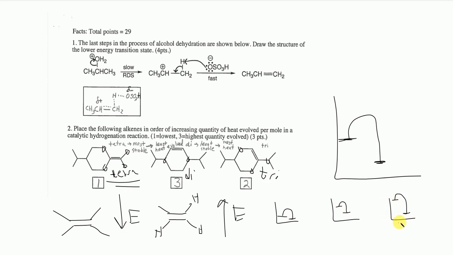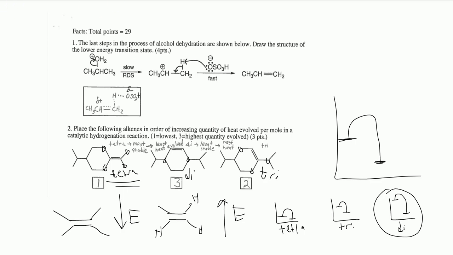So as I decrease my substitution, the amount of heat that is being evolved is going to be increasing. So that's why the di one is 3, this is 2, and this is 1. So increasing quantity of heat evolved. So it's not that bad just to think about it a little bit, and it'll make a lot of sense.